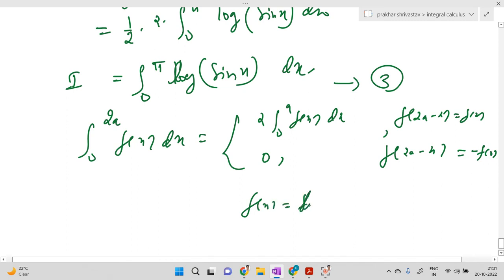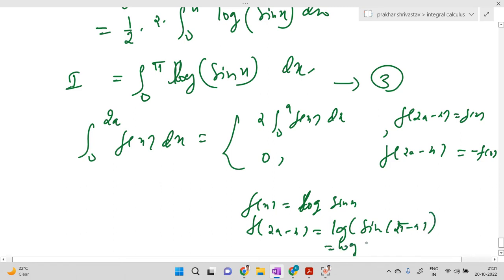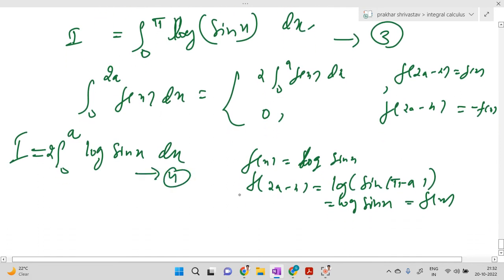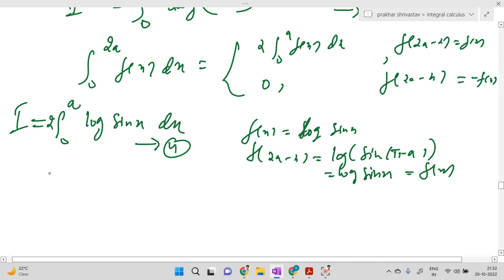So f(x) equals log sin x, f(2a minus x) equals log of sin (pi minus x), and sin(pi minus x) is sin x, so log sin x. Do you understand? So it becomes f(x) again. So this will be I equals 2 times integral 0 to a of log sin x dx. This is equation number 4.